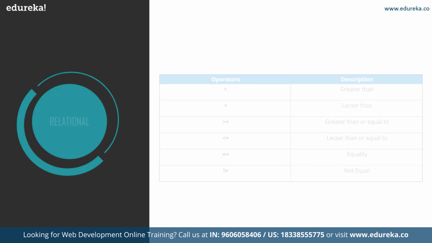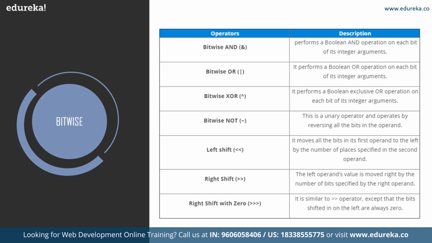Now let's talk about the bitwise operators. So in bitwise operators, we have a bitwise AND, bitwise OR, bitwise XOR, bitwise NOT. Then we have the left shift, and right shift with 0. Now this bitwise AND operator performs a Boolean AND operation on each bit of its integer arguments, whereas the bitwise OR operator performs a Boolean OR operation on each bit of its integer arguments.